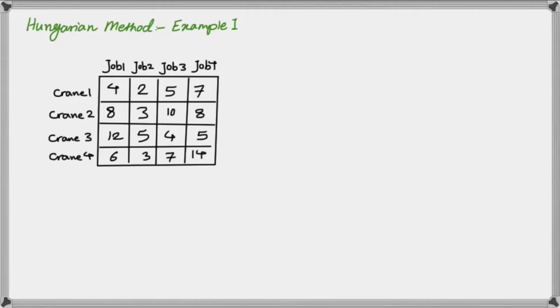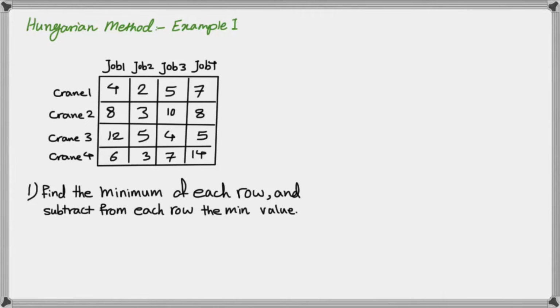So suppose that you're trying to find the best allocation of cranes to jobs, and the numbers inside the table are the time it takes for you to do the setup. Therefore, you're trying to minimize the setup time, so it's a minimization problem. The way the Hungarian method works is first by finding the minimum of each row and subtracting it from the values in that row. So first let's find the minimum of each row.